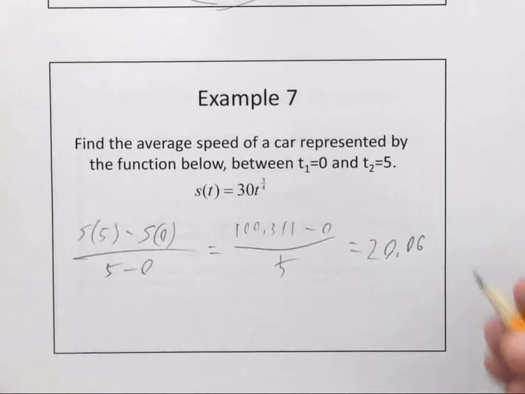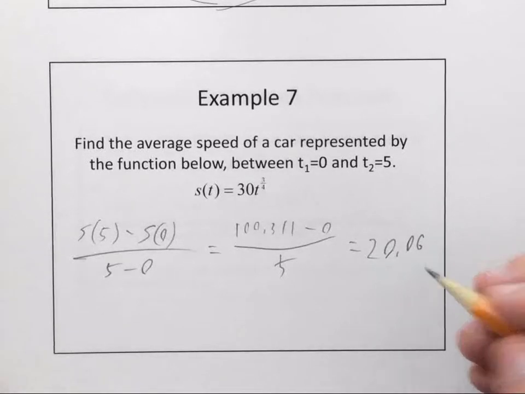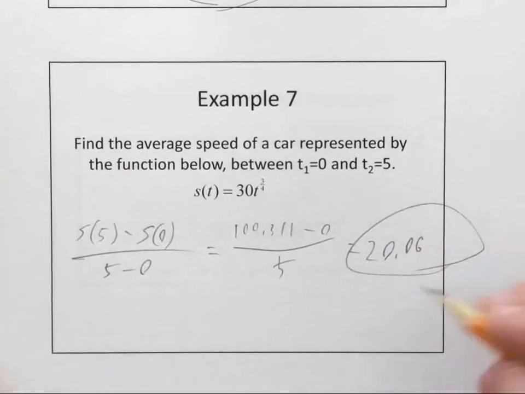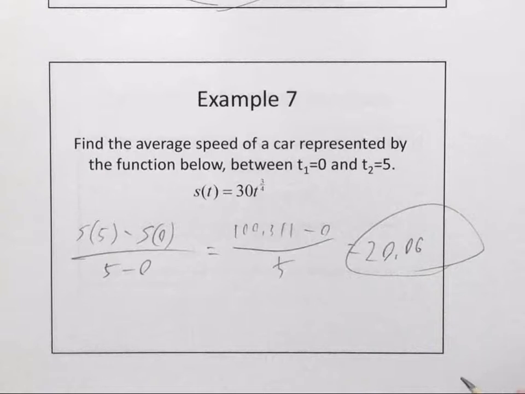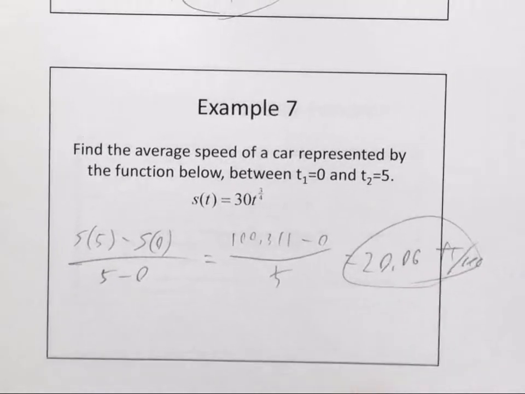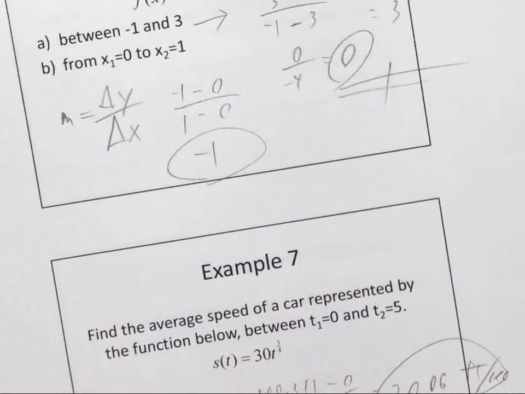Now, speed, make sure you put these into units. Actually, they don't give me units on this, so I'm just going to stick with what it says. 20.06. Probably feet per second, but yeah, miles per hour, maybe? Nah, probably feet per second. Hard to guess when they don't give you enough information. The book's a little bit better about that.